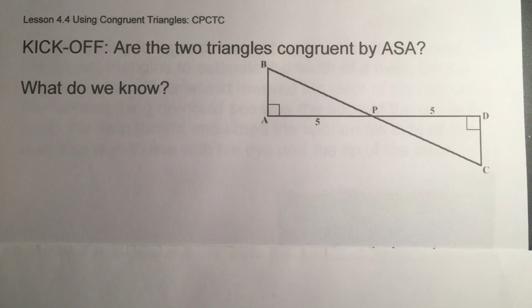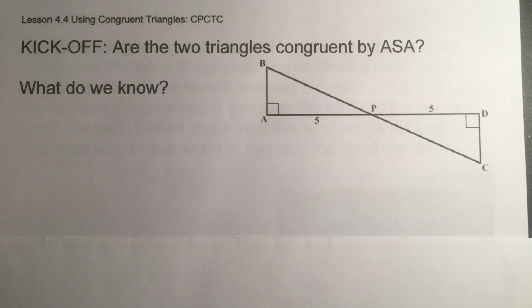All right, so lesson 4.4, using congruent triangles. What CPCTC is what we're going to get into. Now, I know that's a big acronym, but what it stands for is a whole lot easier to say, and we'll get to that in a little bit. But for right now, are these two triangles congruent by angle, side, angle?